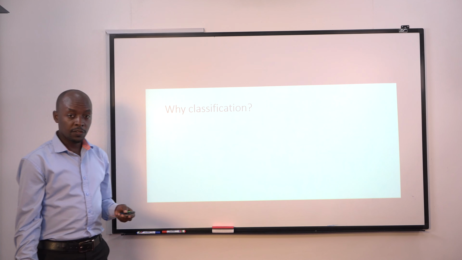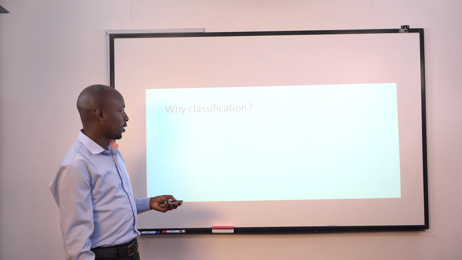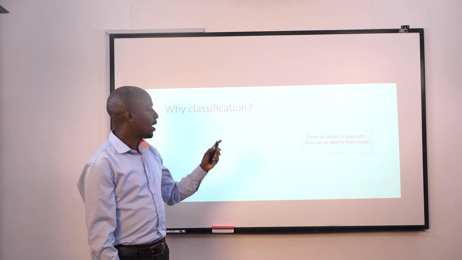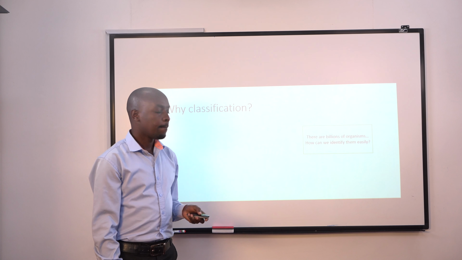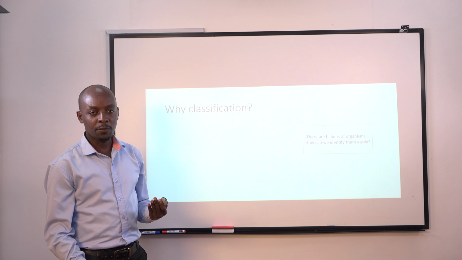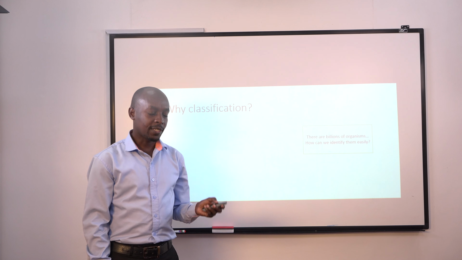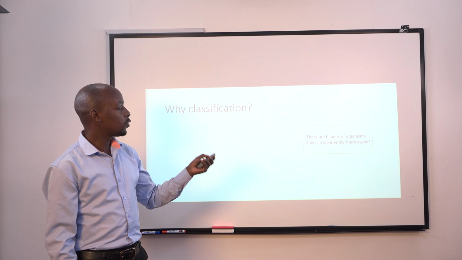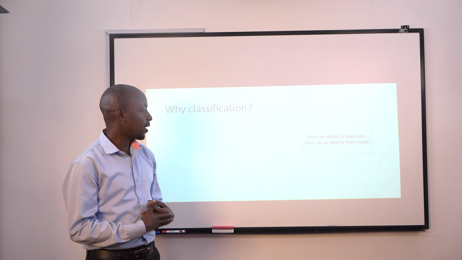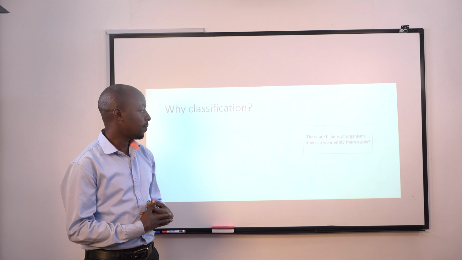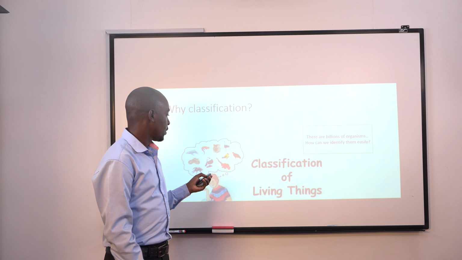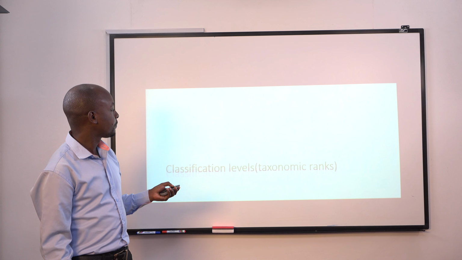Now, but why classification? It's because there are billions of organisms. There are animals, there are protists, there are monerans. There are, of course, billions of organisms. But how now can we identify them? How can we identify these organisms? Now we use classification.